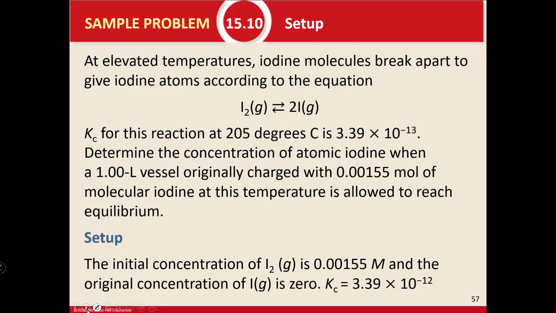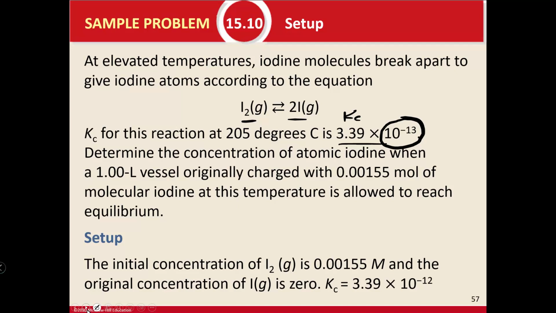Here we have diatomic iodine becoming monoatomic iodine. Here's our equation. We see it's balanced, it's homogeneous. It's easy to write the equilibrium expression. They tell us Kc for this is 3.39 times 10 to the negative 13. So right off the bat, here's the flag: Kc is super small.